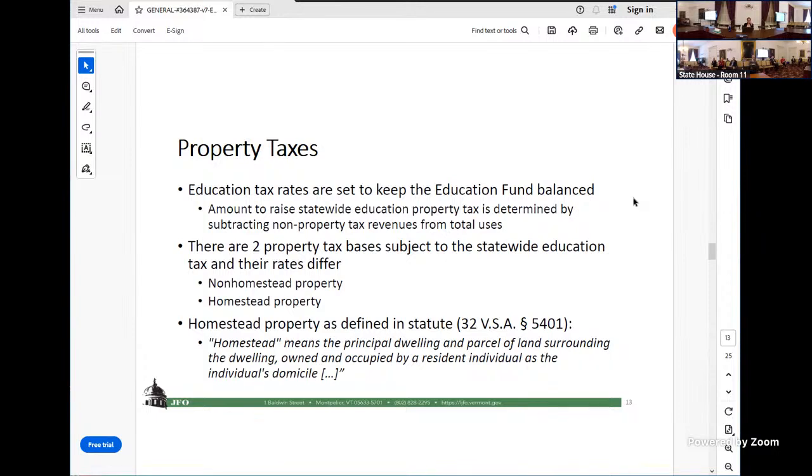I've included a little bit of legislative language here, but in non-legislative language, sort of the way to think about homestead property is where does somebody live, their principal dwelling and the surrounding land. So that's what homestead property is. Non-homestead property is everything else that's subject to property tax.